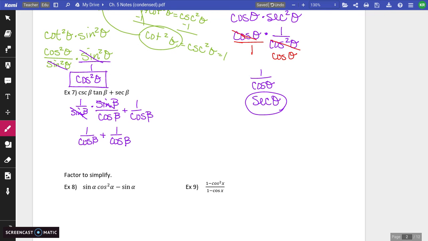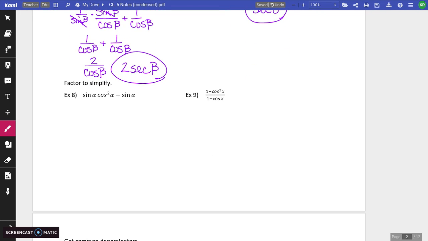That seems to be the next logical move. You can. Okay, they both have a common denominator. So when you add them together, this is going to be 2 over cosine beta. This can be rewritten as 2 secant beta, because the reciprocal of cosine is secant. So 1 over cosine would be secant, so 2 secant. All right, let's go to number 8.